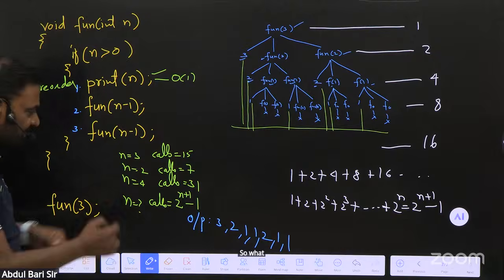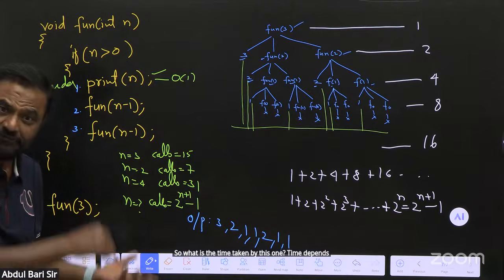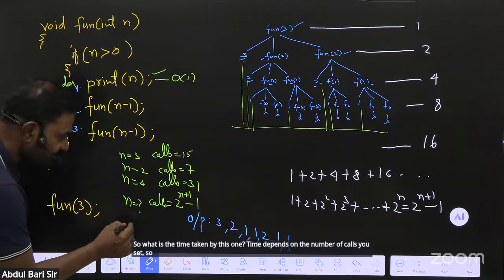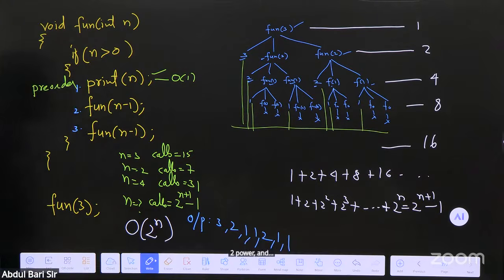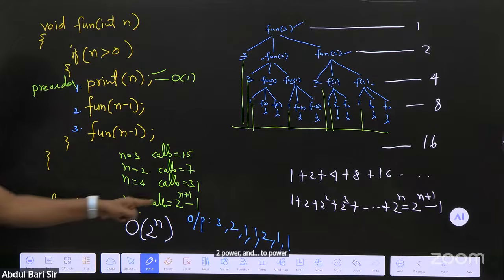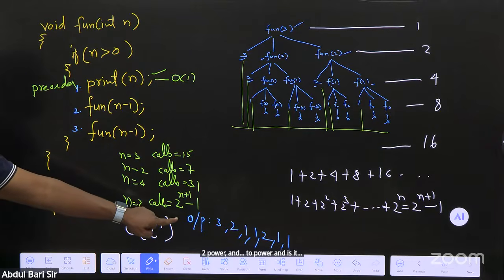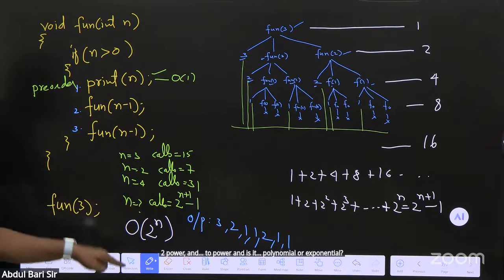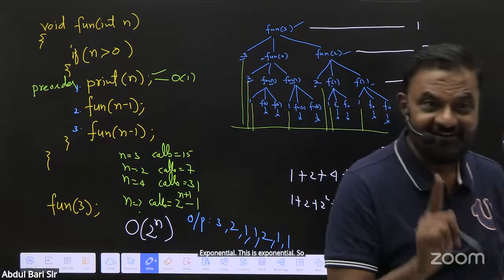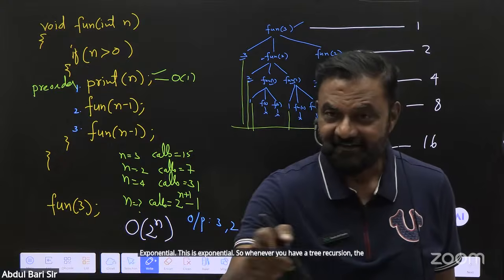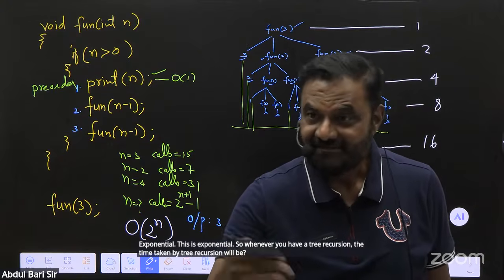So what is the time taken by this one? Time depends on the number of calls, you said. So the time is how much? 2 power n. Is it polynomial or exponential? Exponential. So whenever you have a tree recursion, the time taken by tree recursion will be exponential.